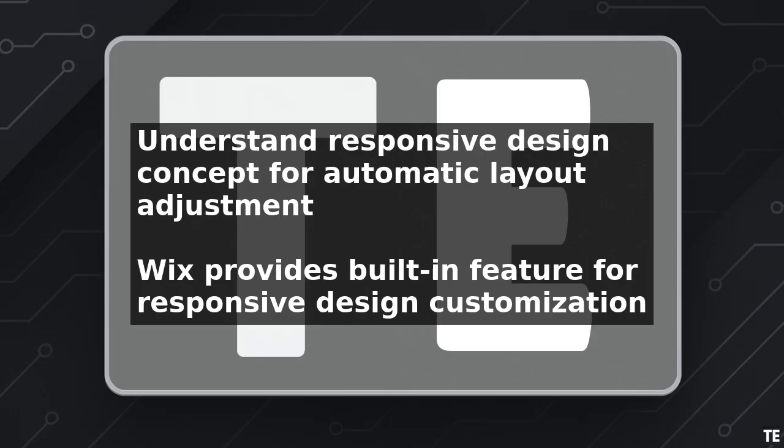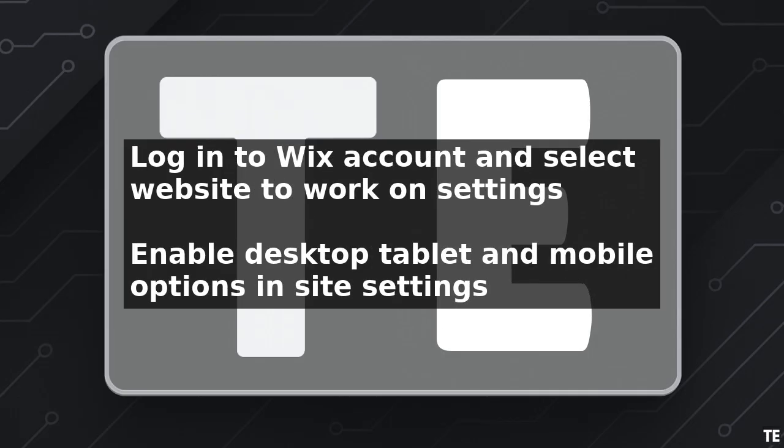First, log into your Wix account and select the website you want to work on. Click on the settings icon and select Site Settings. In the Site Settings, scroll down to the Responsive section. Here, you will see 3 options: desktop, tablet, and mobile. Make sure all 3 options are enabled to make your website responsive.